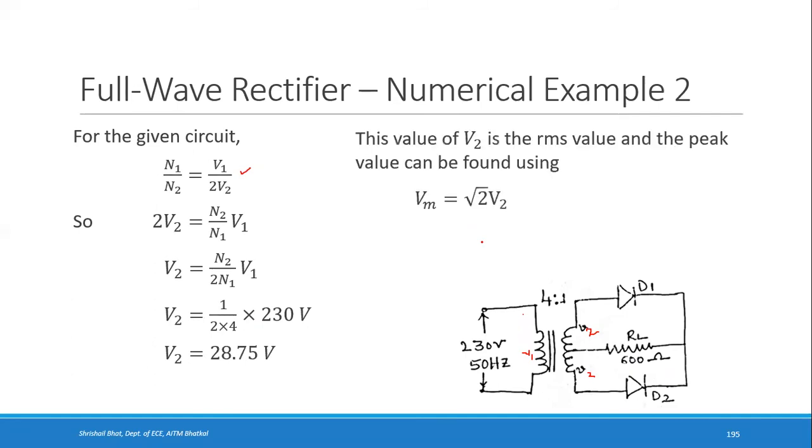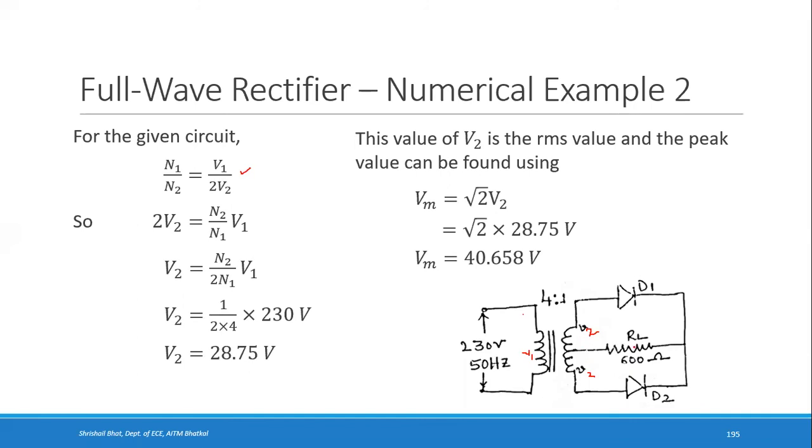What is Vm? Vm is root 2 into V2. Root 2 into 28.75. What is the value of Vm? Yes, exactly, Vm, or the peak value, is 40.658. Please remember this change in case of center tap transformer. Whenever turns ratio is given, you have to make use of this particular thing, because V2 is induced twice, at both upper half and lower half. So it is 2 times V2.